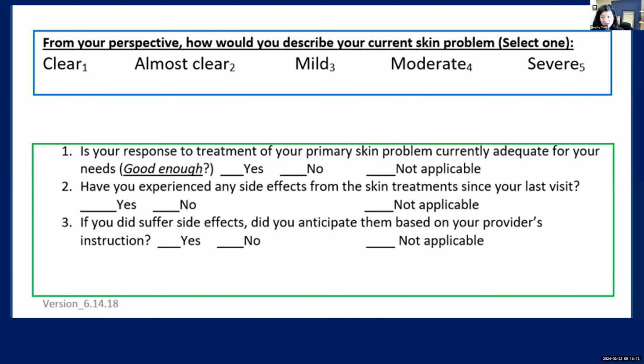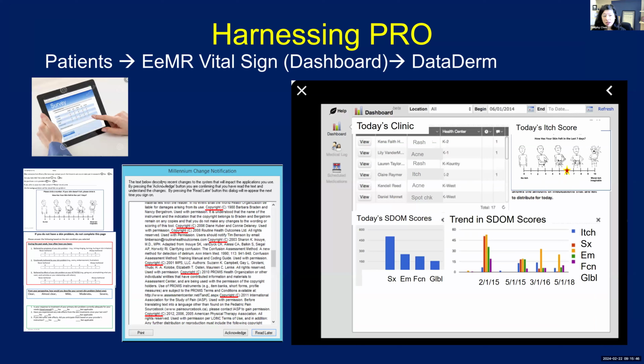This takes 5 minutes. We've timed it for patients to complete. And so this can be done on a tablet. Here at Duke, we actually send it as part of the MyChart messages. We have 97% of our patients that have signed up for the patient portal or MyChart. And so they all get a link to this survey and can complete it before they come in.